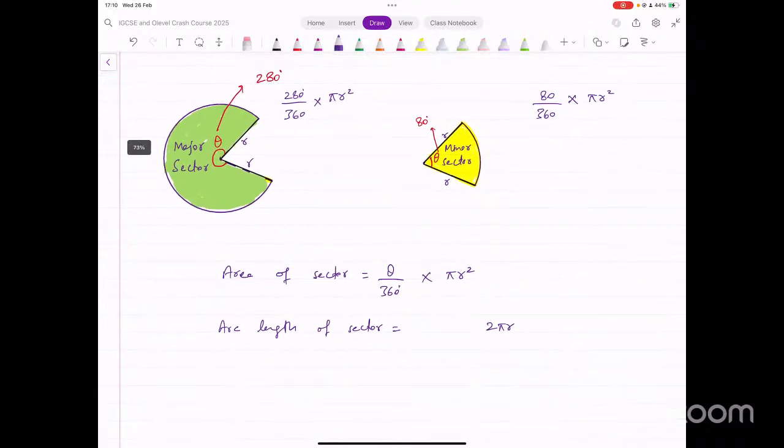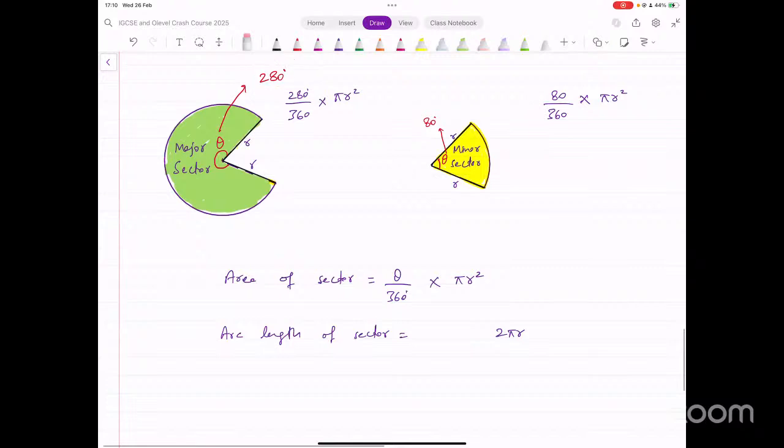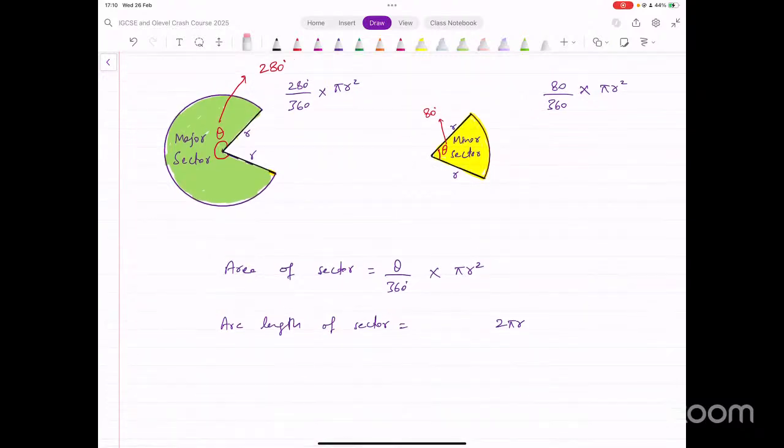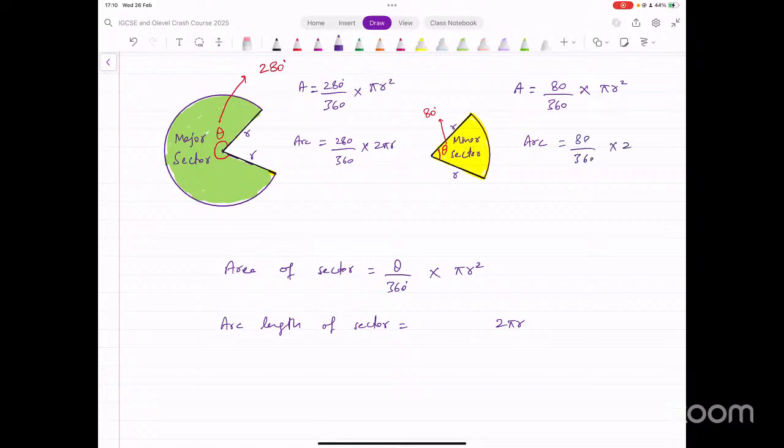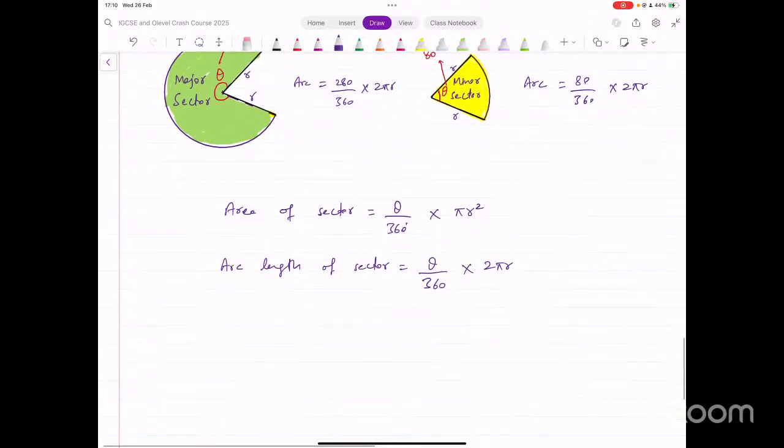What proportion is included? The angle is 280 here. The angle of a complete circle is 360. So if we had to find the arc length in this case, just like area was 280 over 360 times pi r squared, the arc length would be 280 over 360 times 2 pi r. So you just calculate the proportion of the circumference that is included in this sector. In the second case as well, you would say the arc length is given by 80 over 360 times 2 pi r. So that's where this formula comes from for the arc length, which is theta over 360 times 2 pi r. For the complete circle, the arc length is 2 pi r, and you're just calculating the proportion of that that is included in a particular sector.